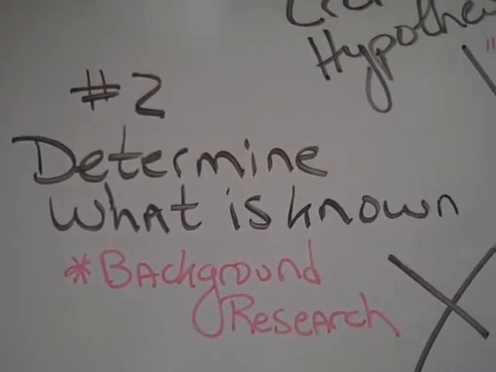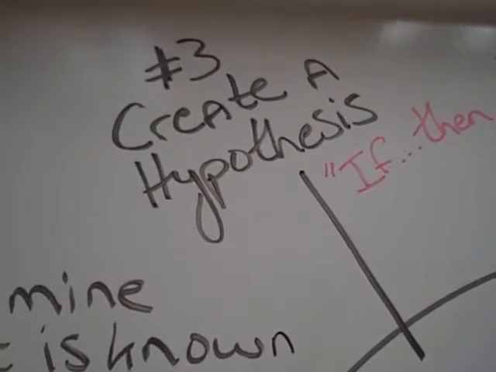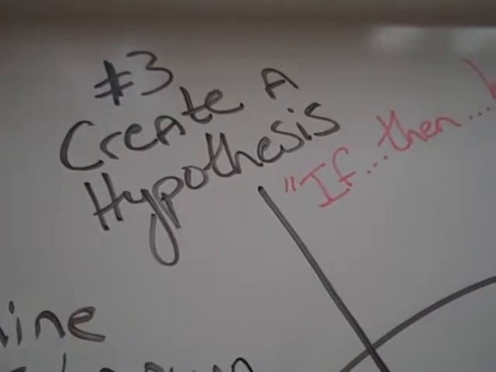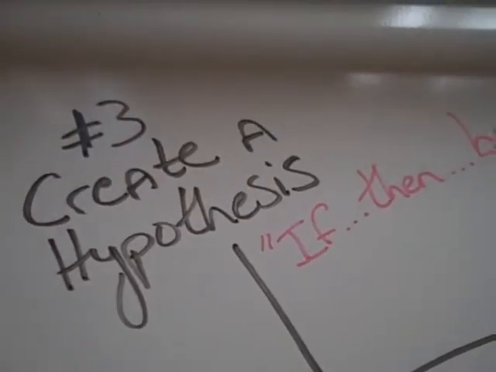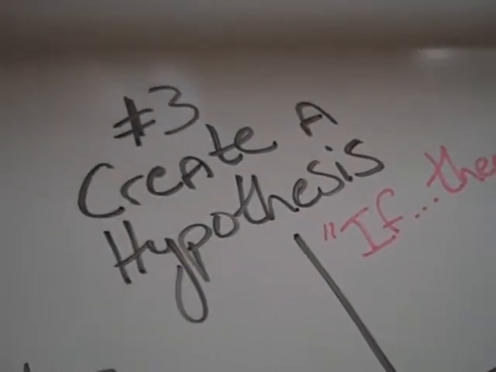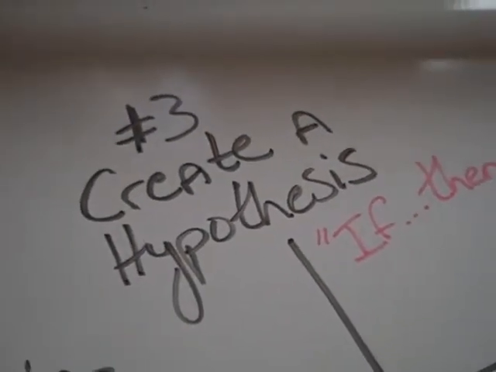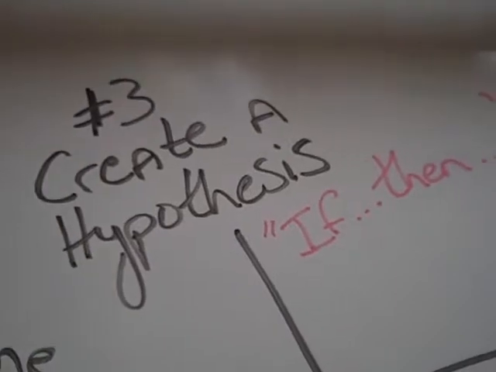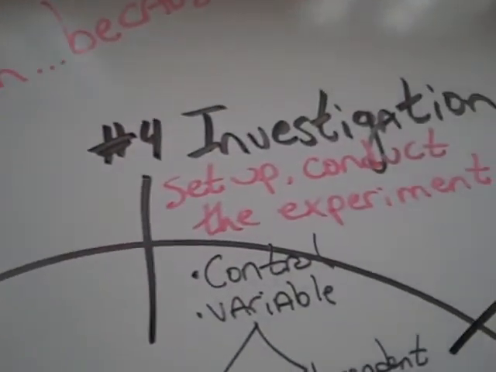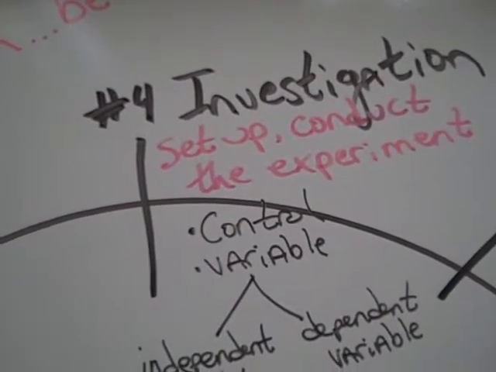Before the experiment takes place, scientists will then create a hypothesis, step number 3. A hypothesis typically is written in an if, then, because statement. The hypothesis is always created before carrying out the experiment. In the next step, step number 4, the investigation takes place.